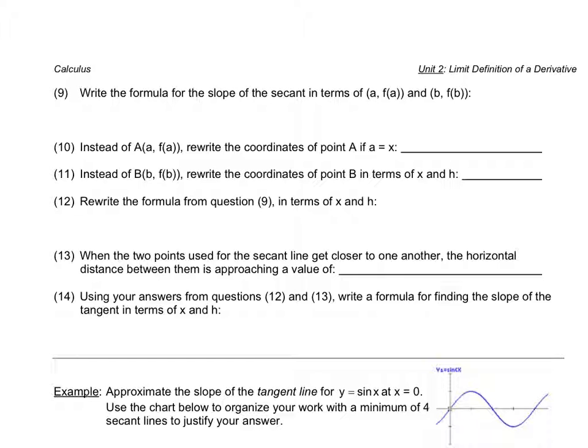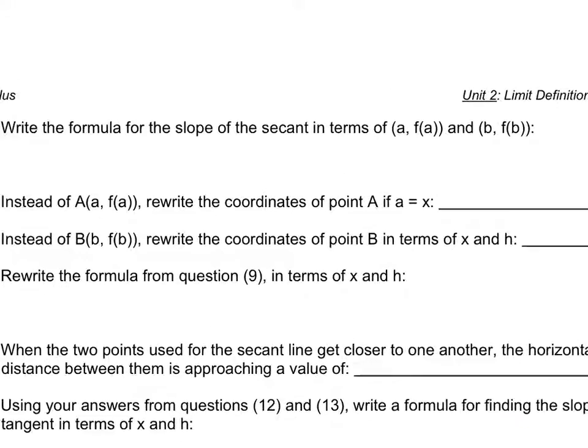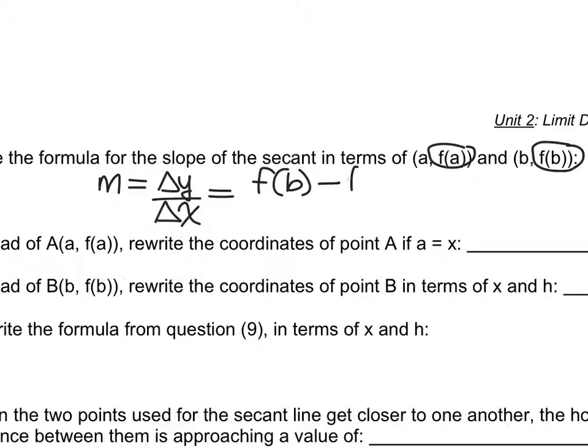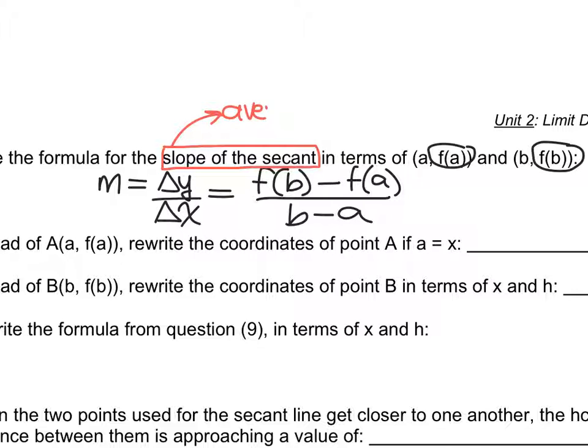So if we're writing a formula for the slope of this, I want change of y over change in x in general, but specifically I want the change of those y's and those x's. All right, so I have the difference between my y values, f of b minus f of a. Then I have the difference between the corresponding x values, b and a. This is the definition of the slope of a secant, also known as the average rate of change.